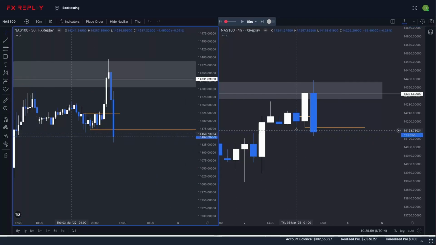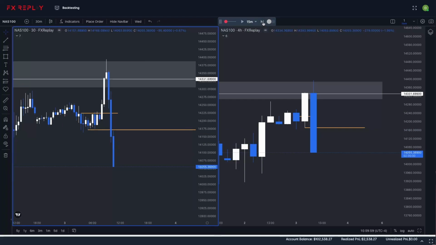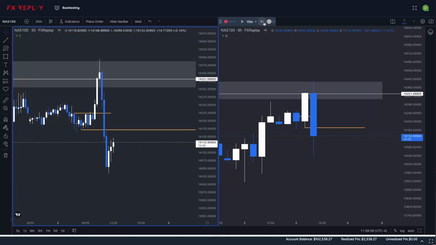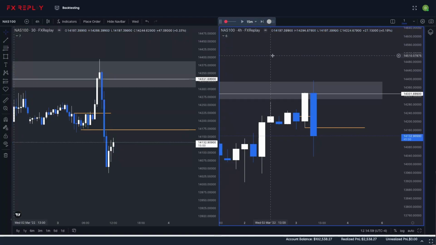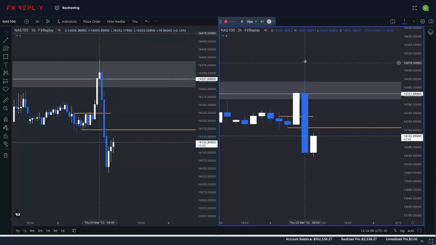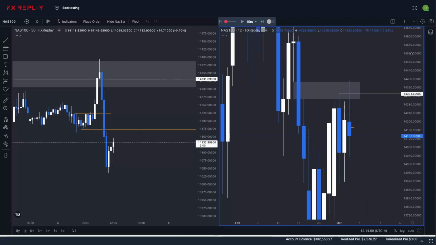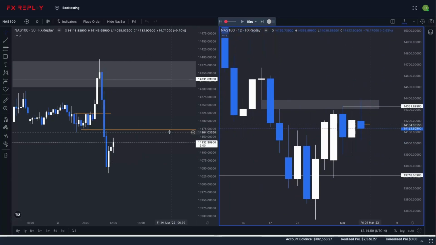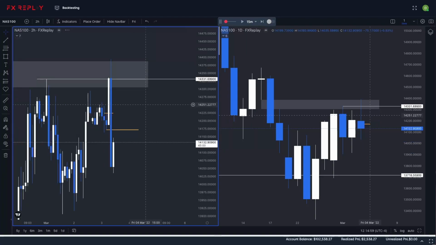So 4 hour, this was our raid candle because this was the first candle that probed above it. And now, have we closed yet? We have to wait for this 4 hour candle to close, to be honest, to know for sure what's going on. Unless you want to use a 2 hour. I should do it actually. I should keep this simple. The higher time frame, the bias time frame, is always going to be on the right chart. Now let's look at the 2 hour.